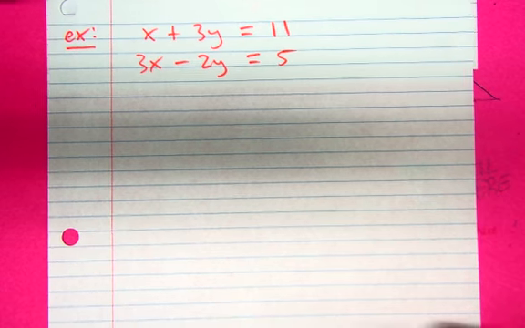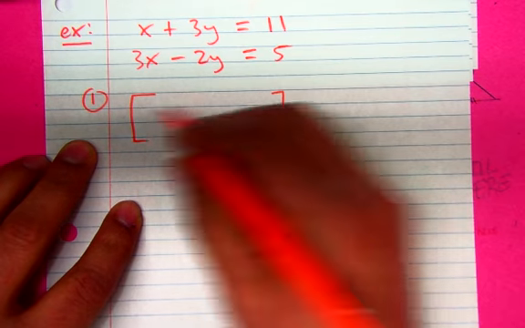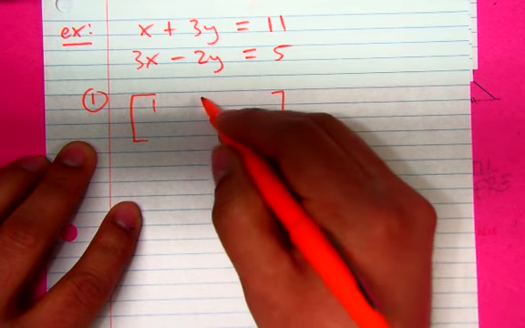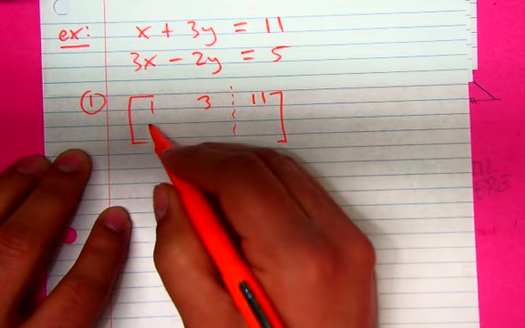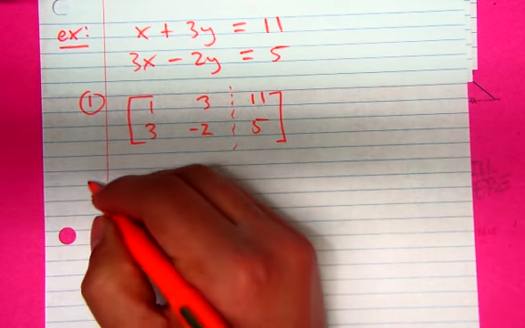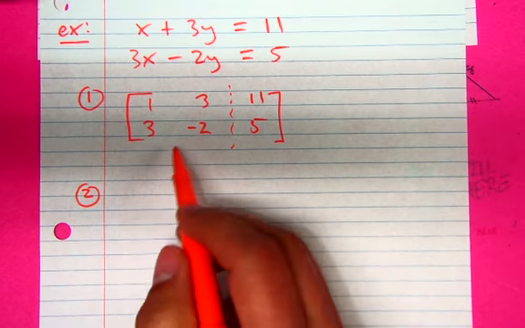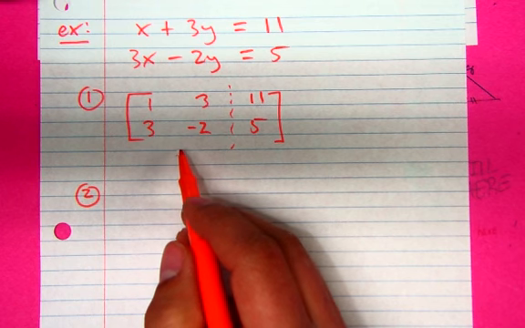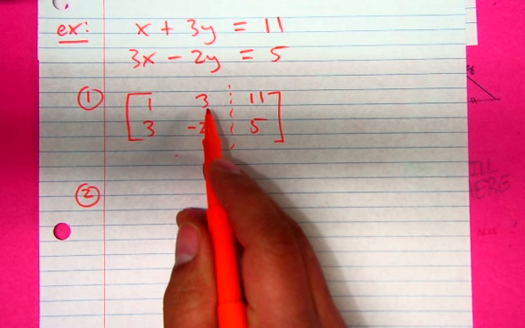Okay. So first, let's write it in augmented form. So the first row will be 1, 3, 11, and then 3, negative 2, 5. Okay, so let's go slow. The first thing I want to get rid of is what? The top right 3, right? Now, if this 3 is to go away, I need to add what to that?